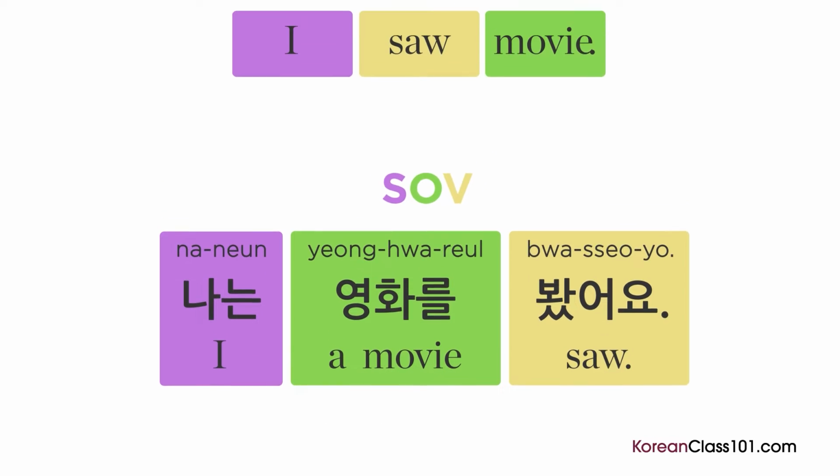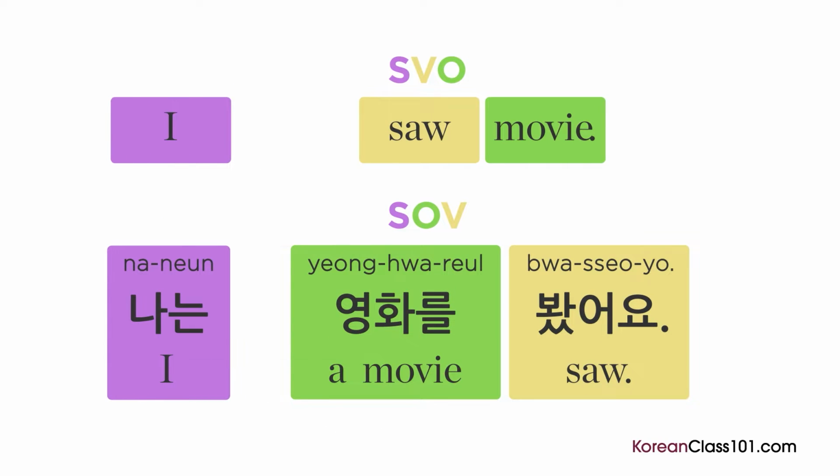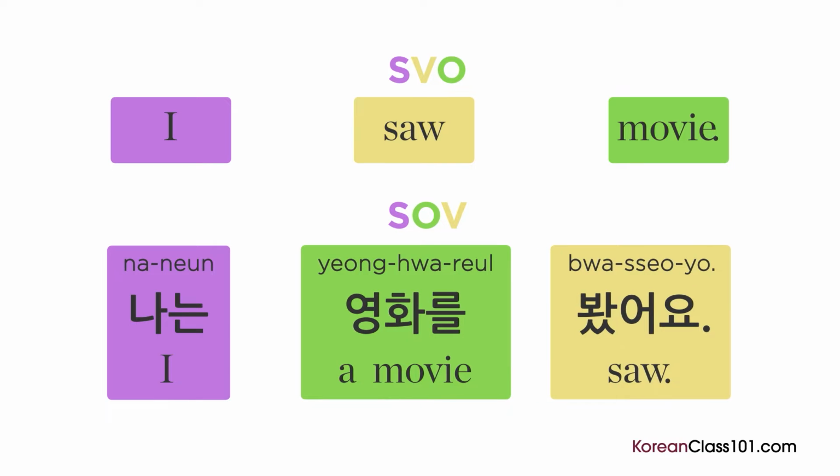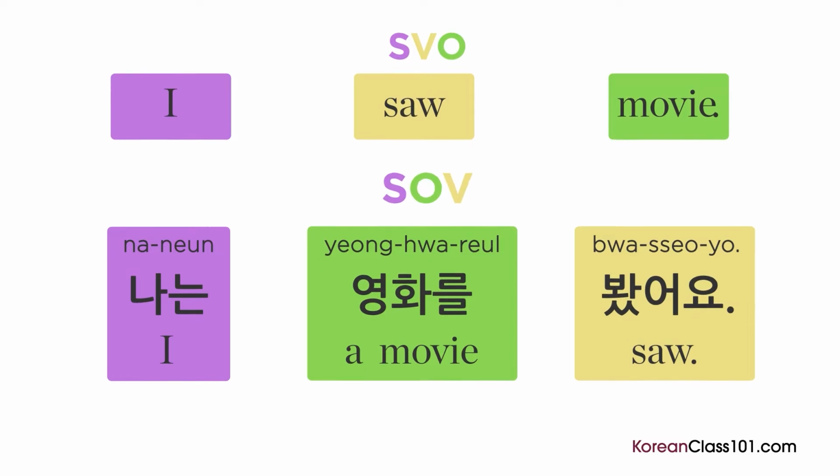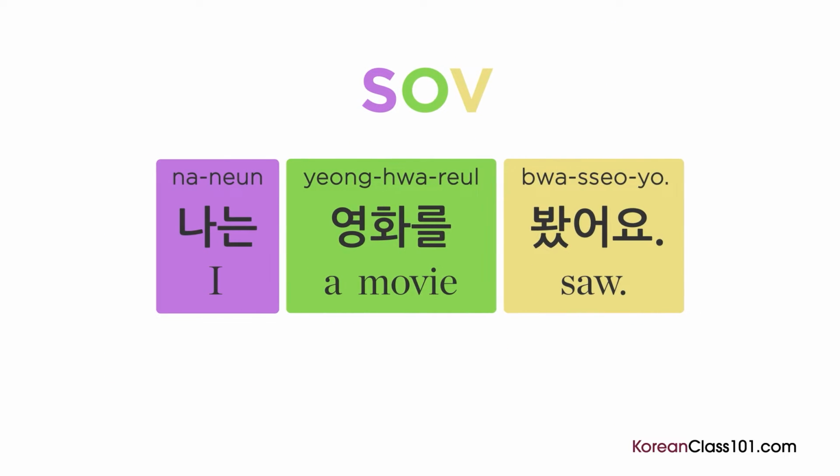In both languages, the subject is presented first. In English, though, it's followed by the verb and then the object, compared to the object being first and the verb last in Korean. The same sentence in Korean is essentially I movie saw, subject first, then object and verb last, SOV. This is the basic word order for sentences in Korean. Okay, let's move on to the next section.